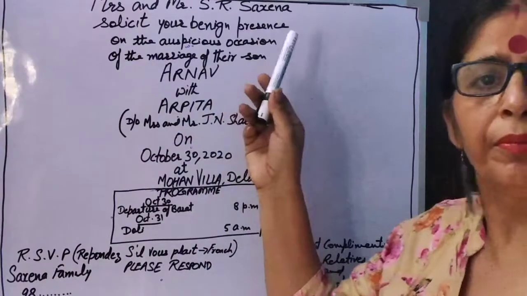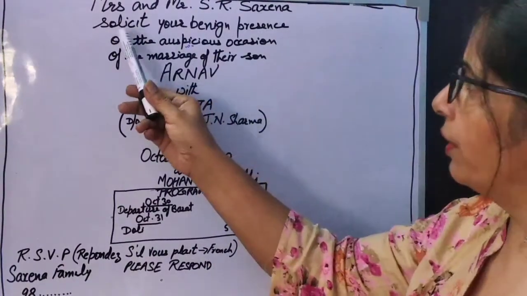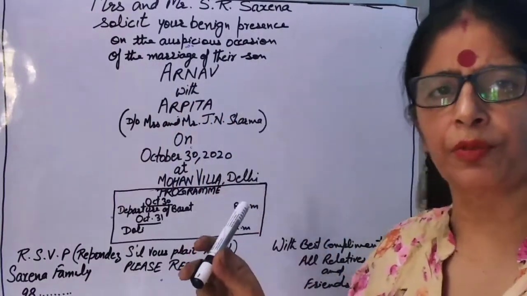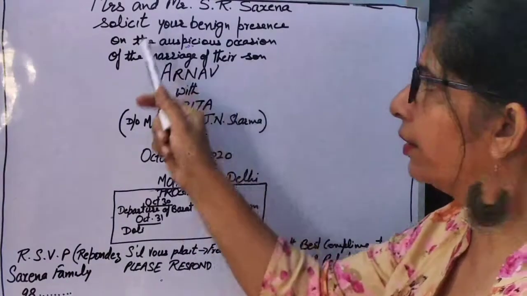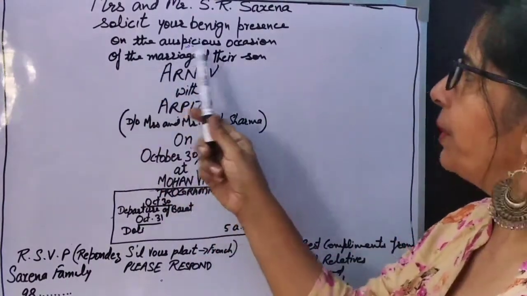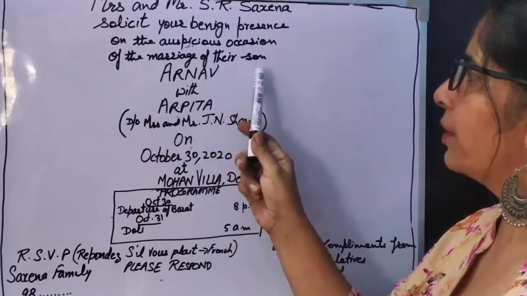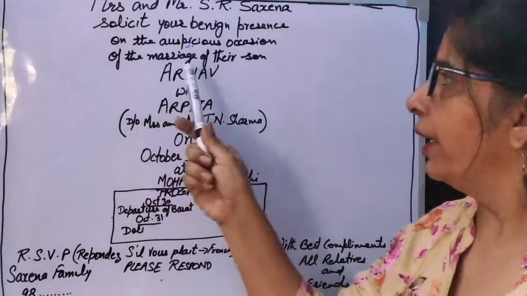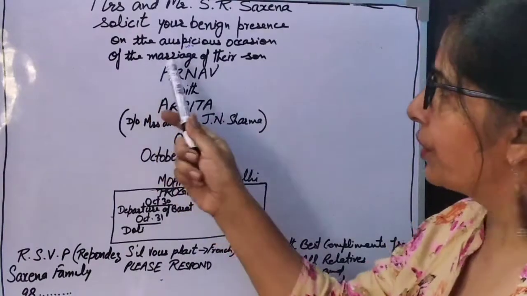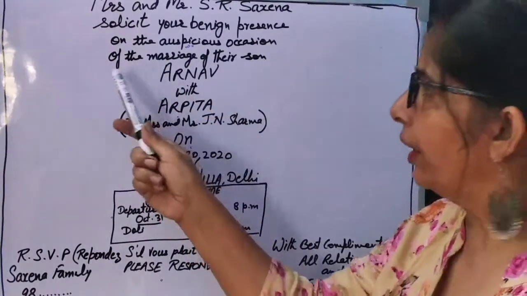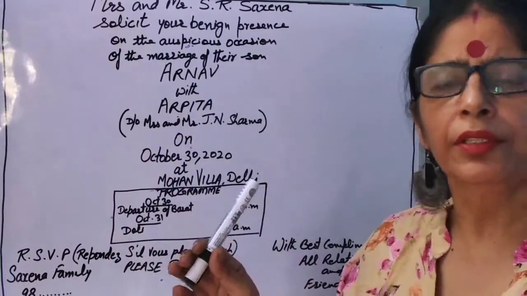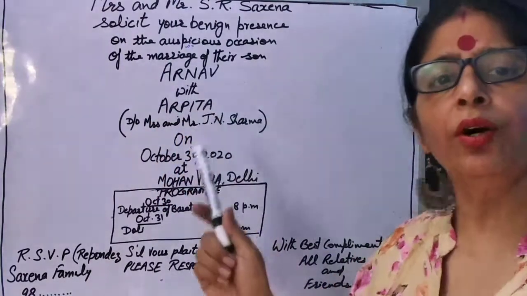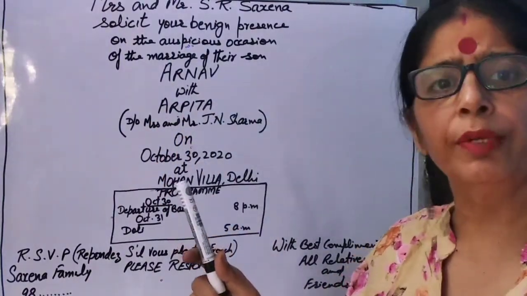Solicit your benign presence on the auspicious occasion. Again, naturally, every occasion is auspicious. So that's why learn this also. That's why I say learn it by heart. So, on the auspicious occasion of the marriage of their son. Now this can be any other event also: of the marriage of their son, of the engagement of their son, of the 16th birthday of their daughter, of the 18th birthday of their son, whatever. So here the change can come. Instead of marriage, it can be engagement or some other occasion. There are so many occasions.